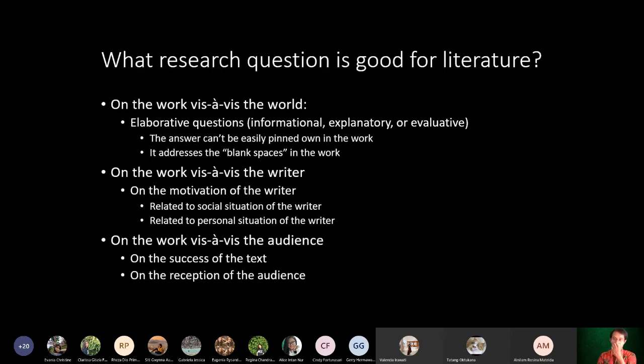Or it can also be focusing on how the audience receives the work. Does the audience like the work? Does the audience hate the work? Does the audience feel inspired by the work? So we can also study the impact on the audience. And it's usually called reception theory or reader response criticism. So these are how you can come up with questions.